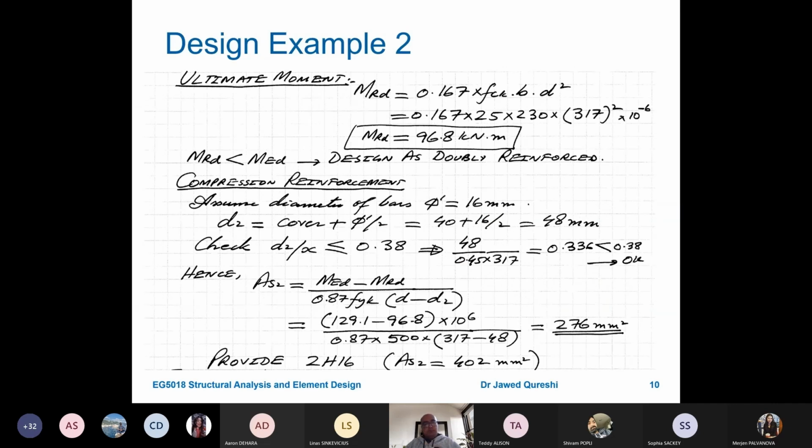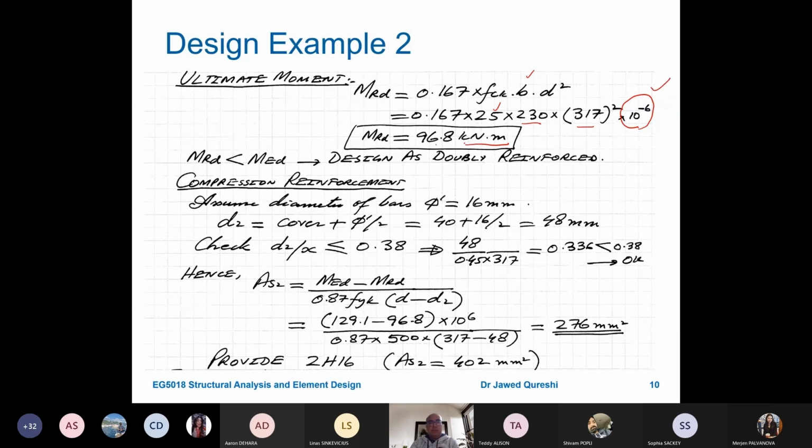The next step for me would be to find MRD, the resistance provided by the concrete portion, and this is moment of resistance, 0.167 fck b d. fck is 25, which is given, plugging in that value. b is given 230 and d is 317 that I worked out earlier. I am multiplying this entire bit by 10 raised to minus 6 to convert it into kilonewton meter. Otherwise it will give me a very high value and I will not be able to compare it properly. So remember that if you're getting a very high value which is not comparable to your MED, it means that you have made some mistake.